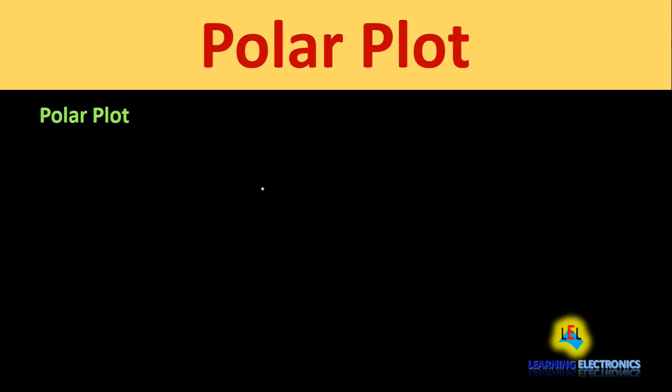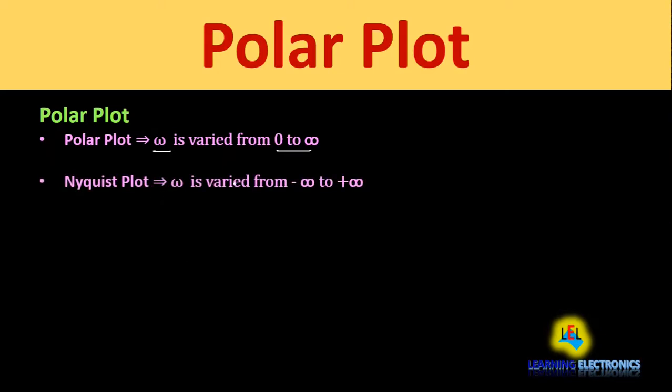Now let us see some important points related to polar plots which are very useful while drawing the polar plot. We have to remember that in polar plot, the angular frequency omega is always varied from 0 to infinity, and sometimes this polar plot is also called Nyquist plot. But in Nyquist plot, the angular frequency omega is varied from minus infinity to plus infinity.